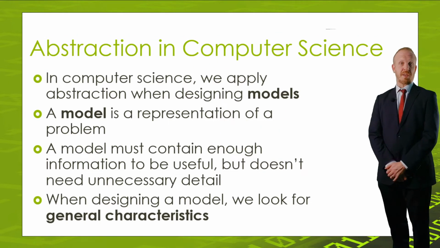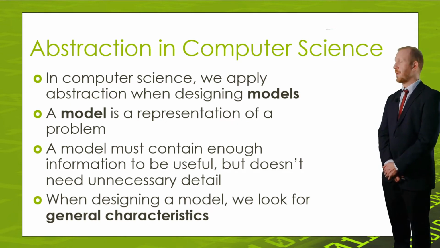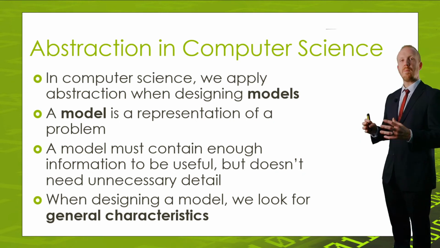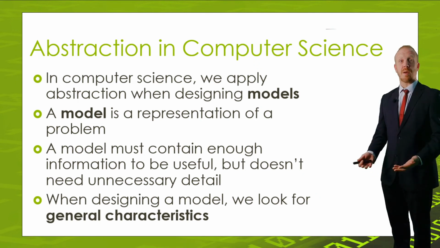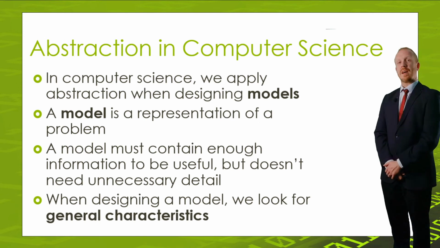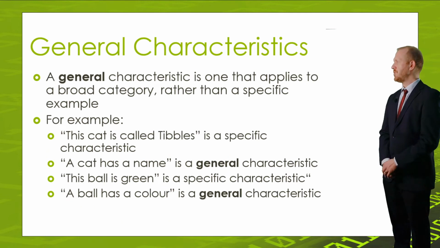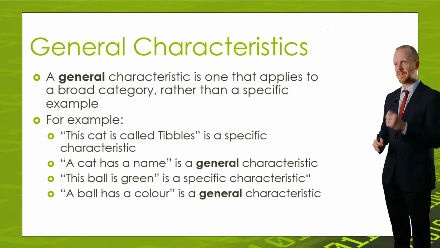Now, in computer science, abstraction takes many forms. One of those is called abstraction by generalization. Generalization is still a form of abstraction, which is where we make a model of something. And in the model, we model only the important aspects of the problem. Like in any other abstraction, we get rid of unnecessary details. In order to do that, we look for something called general characteristics. A general characteristic is one that applies to a broad category, not a specific example.